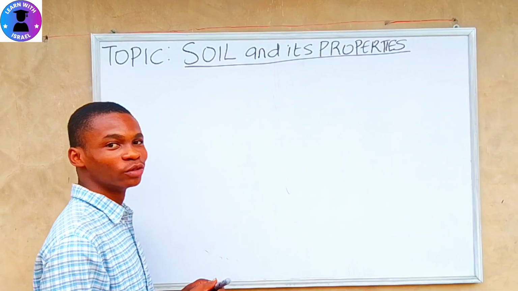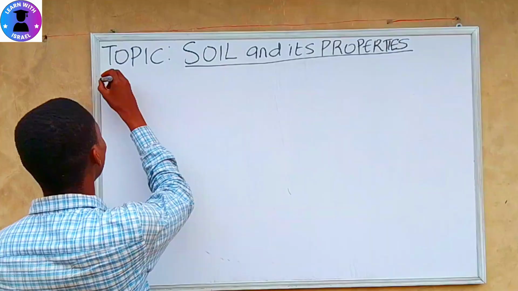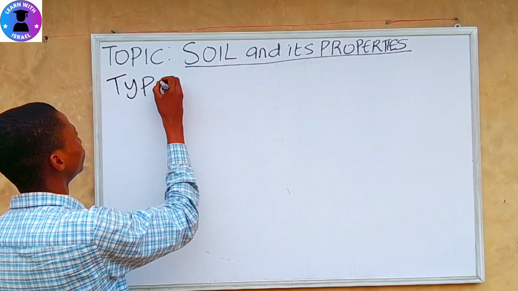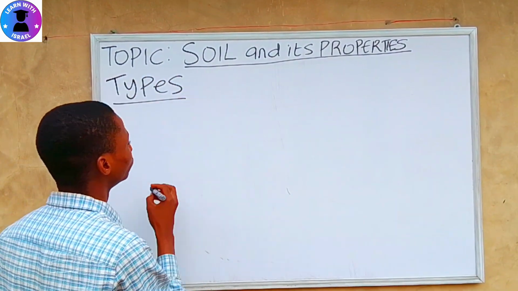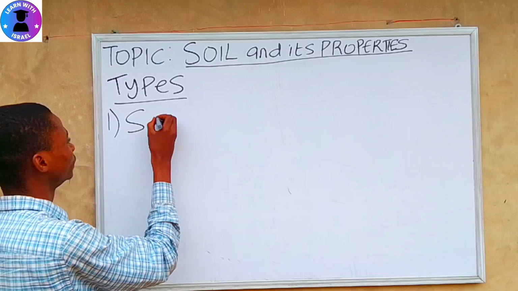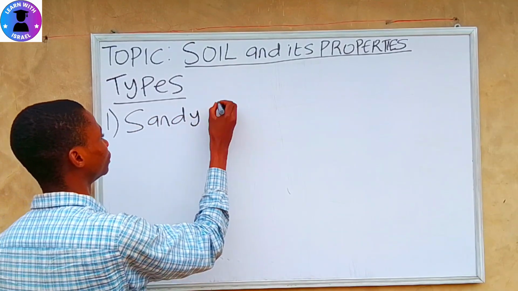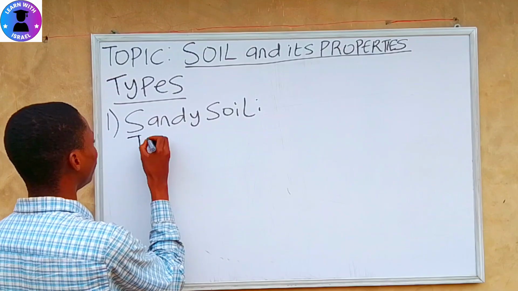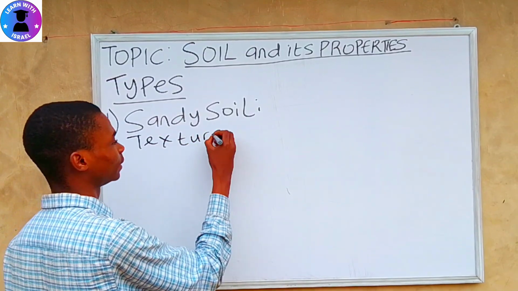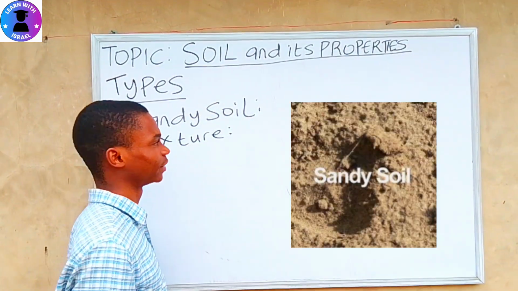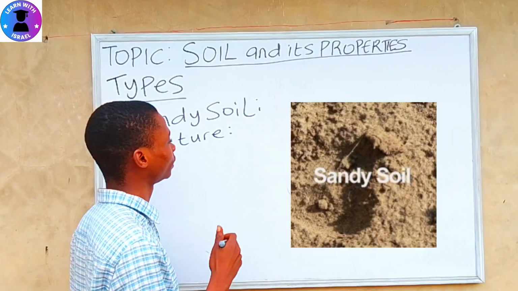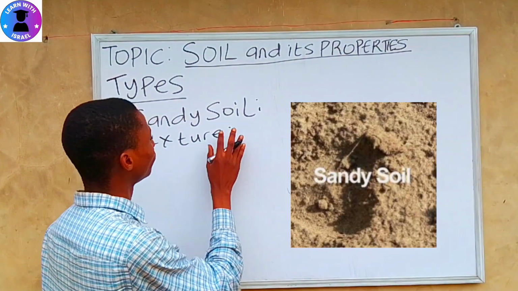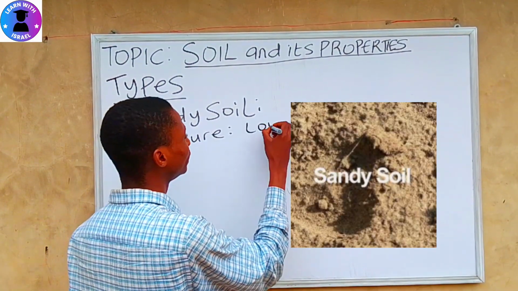So now I'll be moving to the next one, which is types of soil. The first one is sandy soil. As you can see the sandy soil diagram showing on your screen right now, the texture of sandy soil is loosely packed.